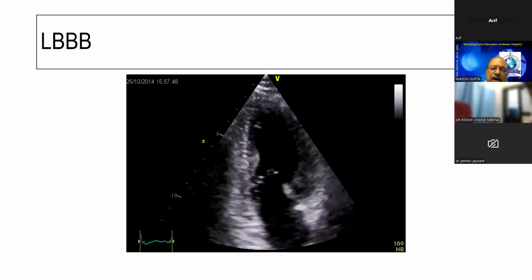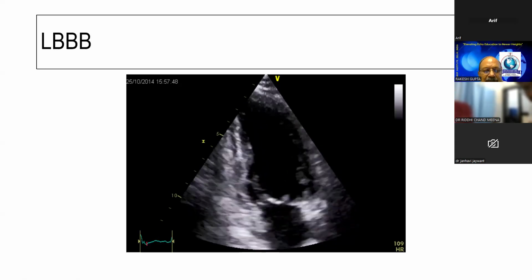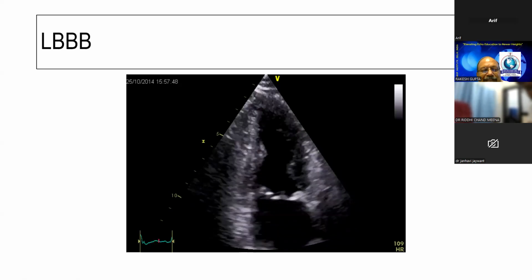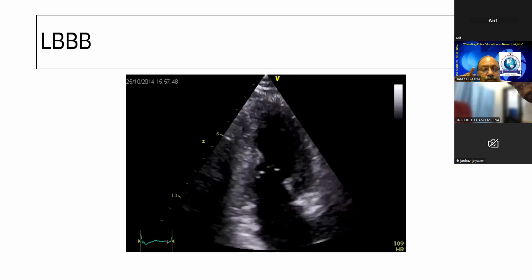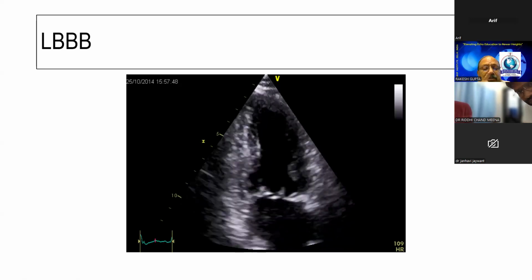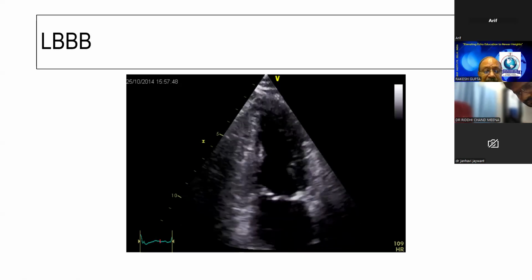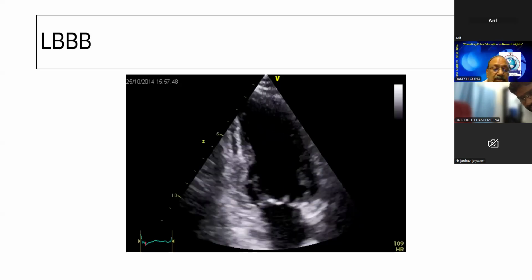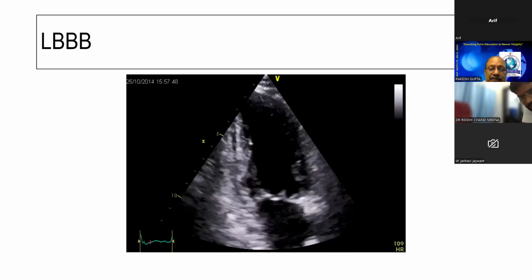If there is a blockage, what will happen? First the right ventricle will get excited, and then the left. The right bundle will get excited and then it will spread to the left side. Yes, sir. In left bundle branch block, this is what is going to happen. If it's an RBB, then the left will get excited and then will excite the right one. Yes, sir. Correct.